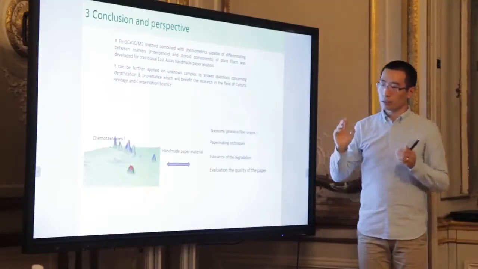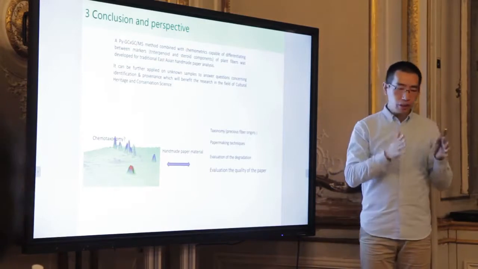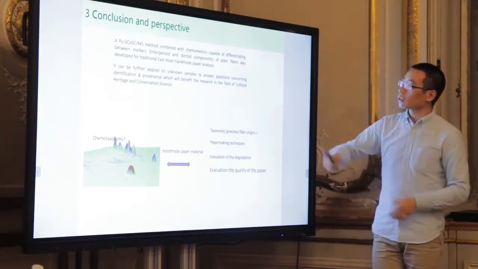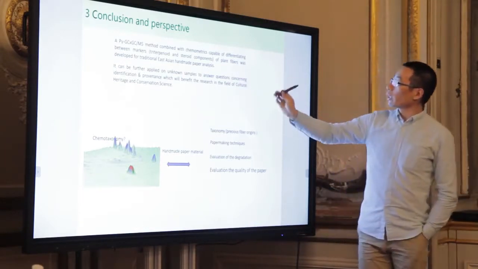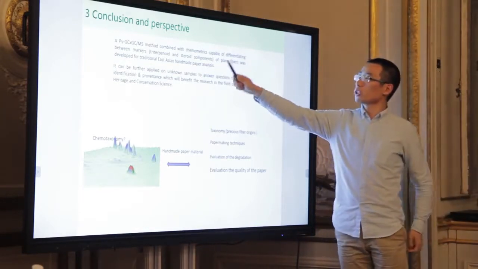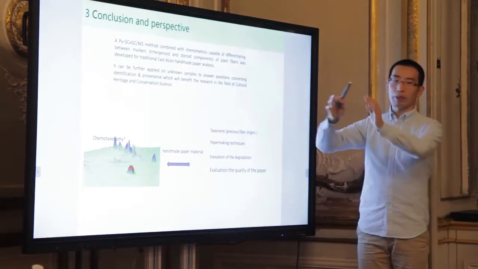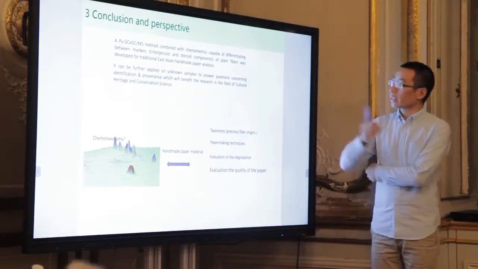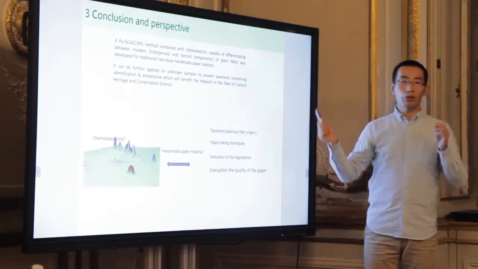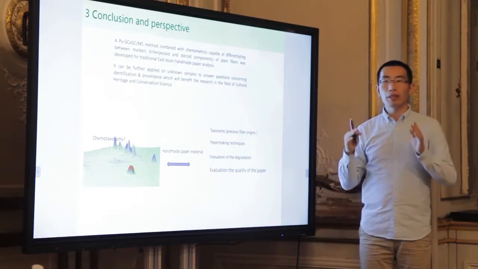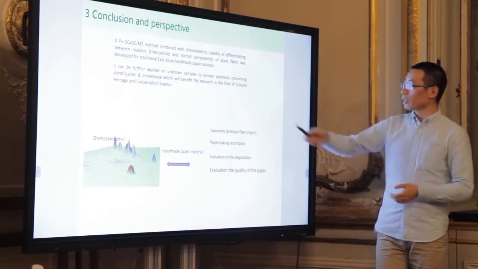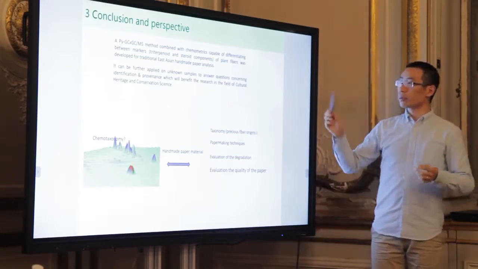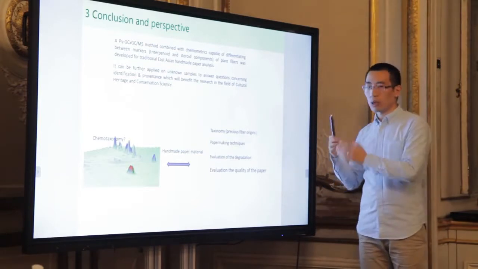Besides the microscope, we also use the chromatograph. Now we are using a new method, and these two methods can be combined. We use this GC-based method with chemometrics for differentiation of different plant materials. It can be further applied to unknown samples, especially those with very important historical value, to answer questions like identification and provenance, which will benefit research in cultural heritage.